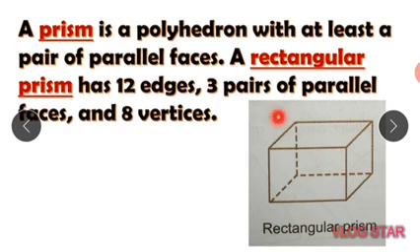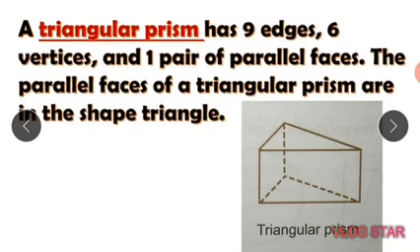Next is the left and right faces. They will never meet. And the front and back. So there are 3 pairs of parallel faces in a rectangular prism. Next, let's proceed to the triangular prism. The triangular prism has 9 edges.